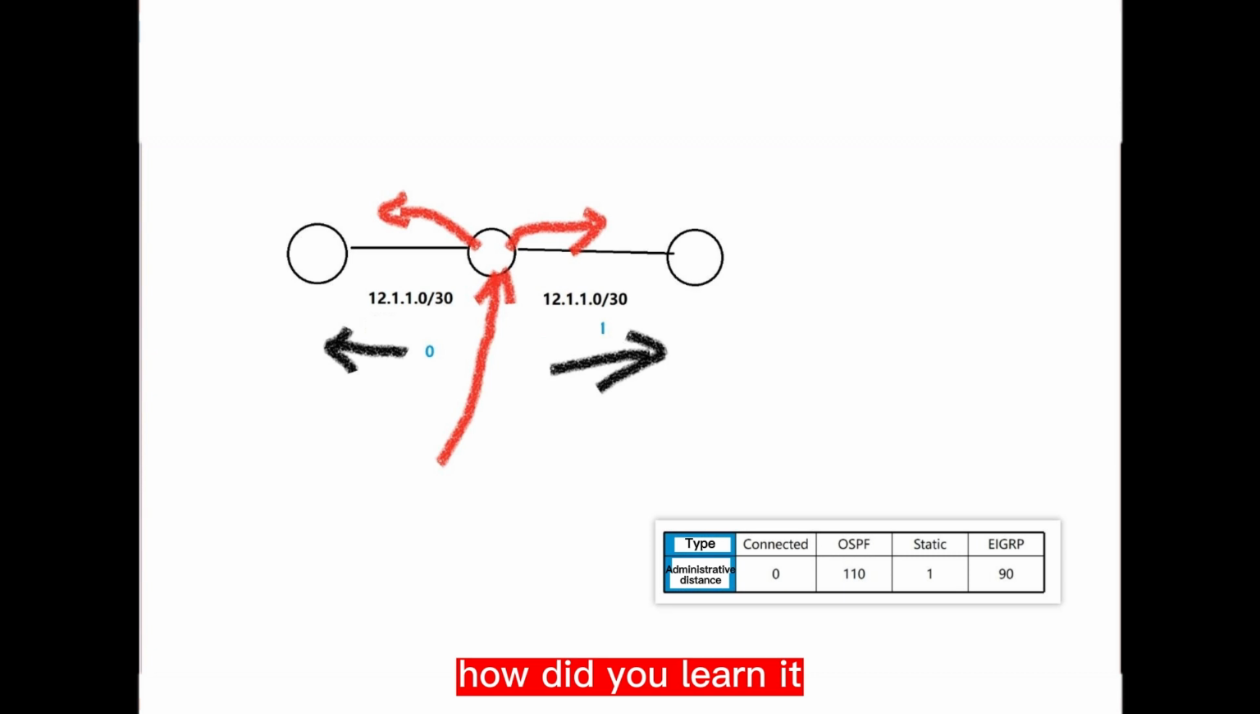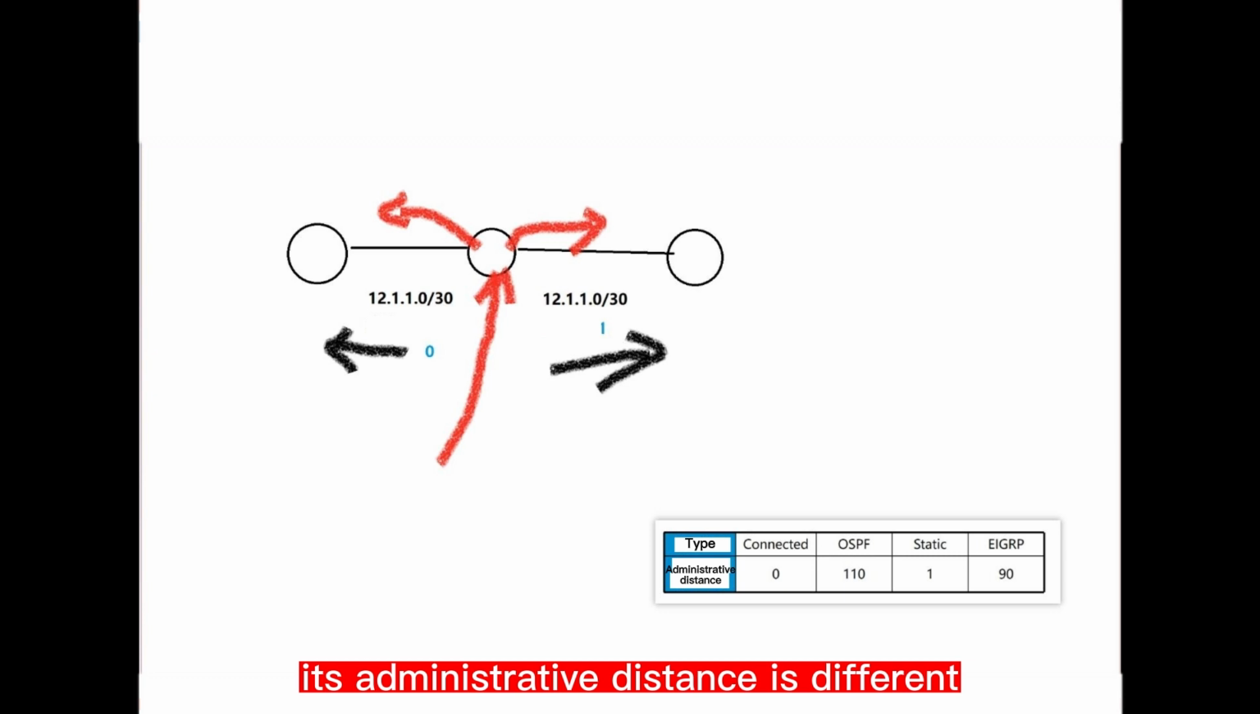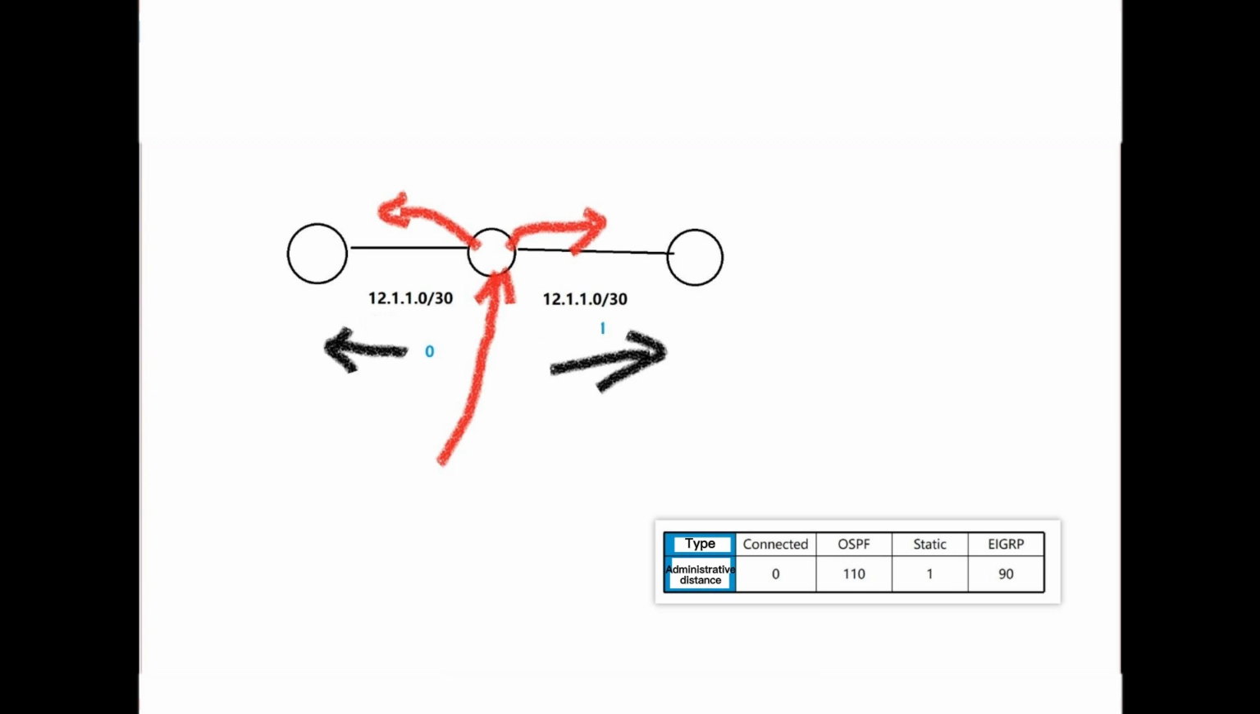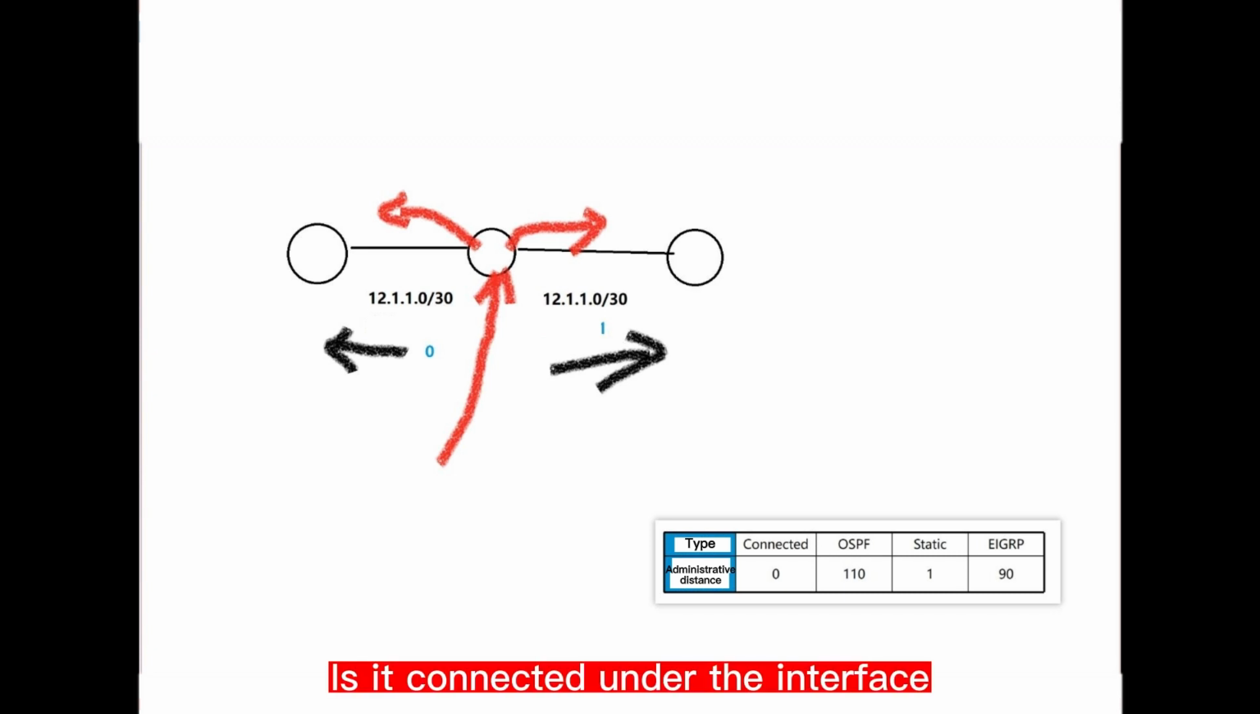How did you learn it? Because of different learning styles, its administrative distance is different. If there is a direct connection and a static route, then we will choose the direct connection, because the direct connection is definitely the fastest. Is it connected under the interface?